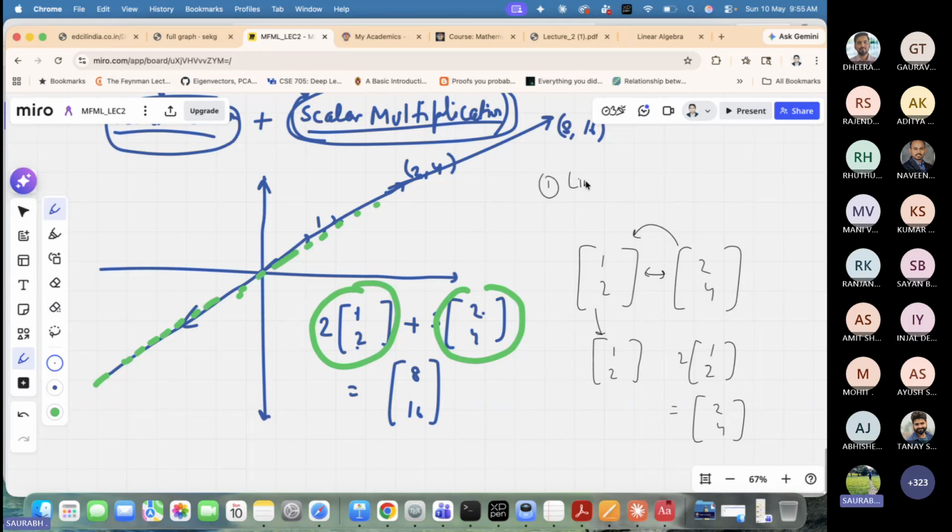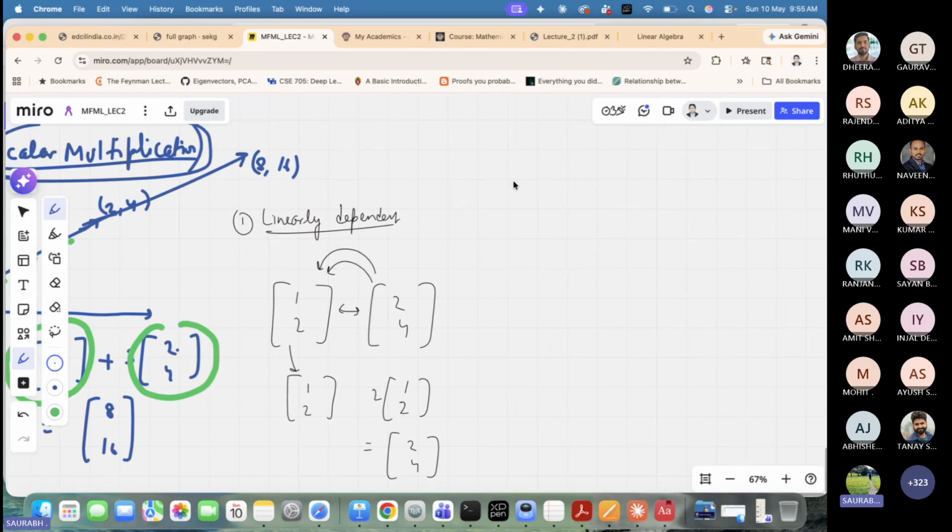So we are discussing linearly dependent vectors. Linearly dependent vectors are those where, as we have just discussed, if we can scale vectors and still get the same vector, then that set of vectors is called linearly dependent. Same goes with, let's say, a set of three vectors, instead of two. Let's say we have 1 2, then 3 5, and 4 and 7.